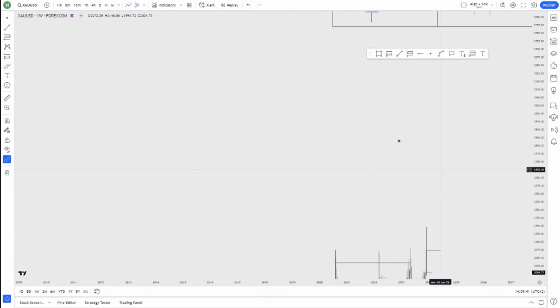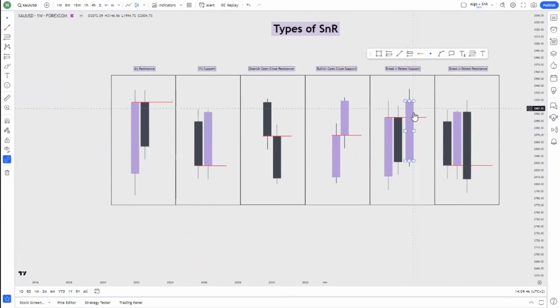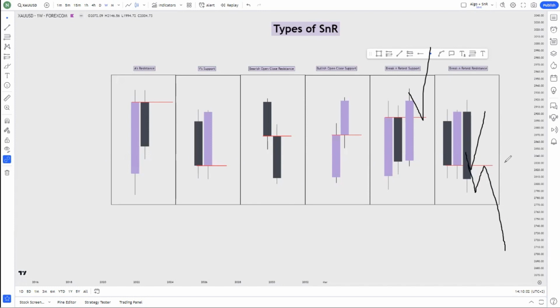So there's some instances when the market fails to respect the resistance right here. The market just closes above the resistance. So there is a possibility that this becomes a retest right here to the upside. Then here, if it fails to become a support, then it would just become a resistance to the downside. That's just one of the possibilities. So right now, these are just the basis of understanding what is SNR.